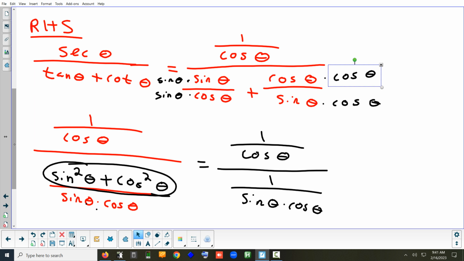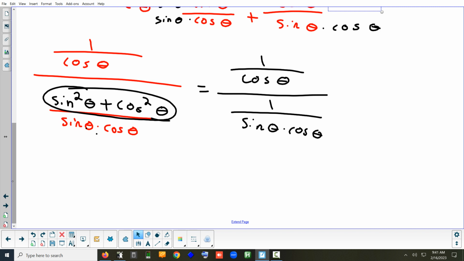Now we're back to a point we were at in another problem, where we have a fraction divided by a fraction. So how do we handle dividing a fraction by a fraction? Multiplication. Okay, tell me what to do. So you're going to multiply 1 over cosine theta by sine theta times cosine theta over 1.